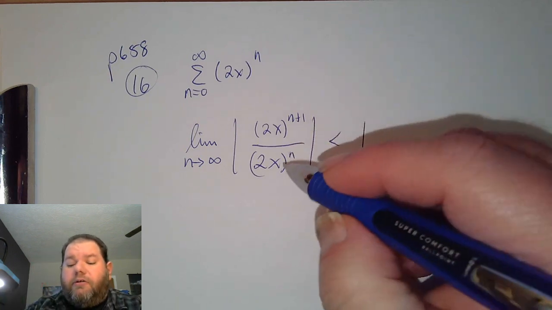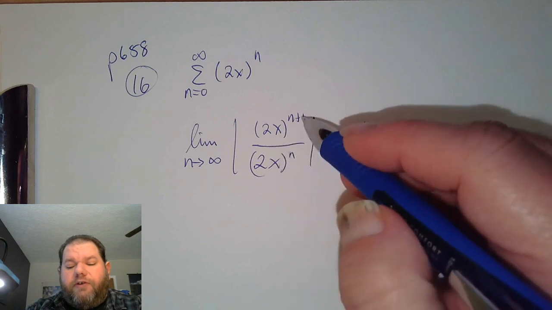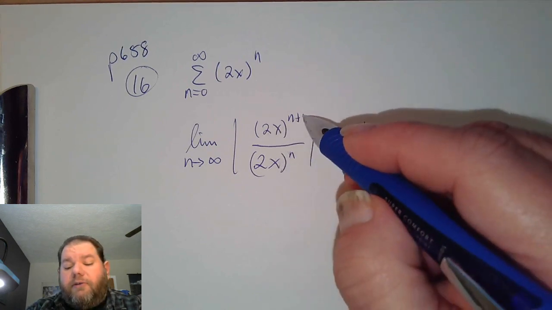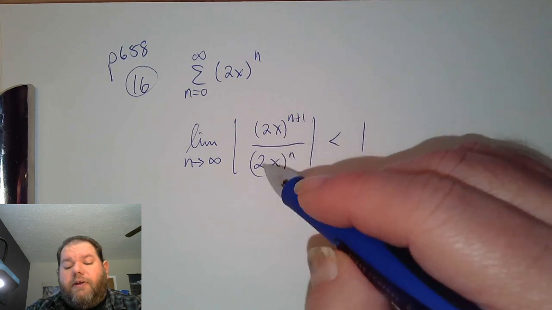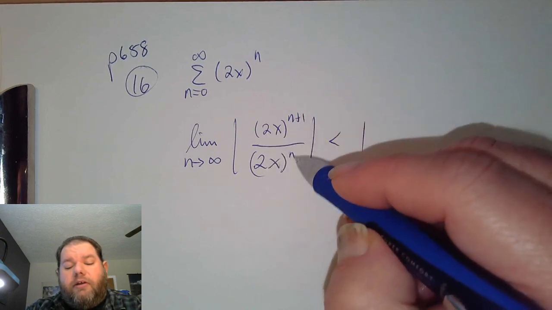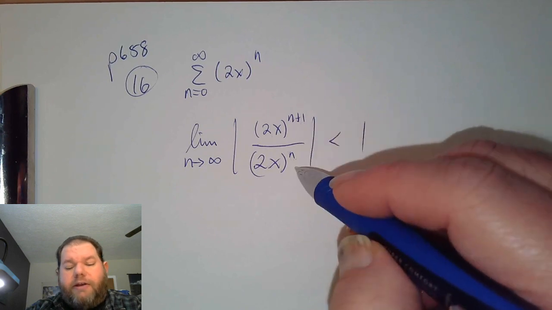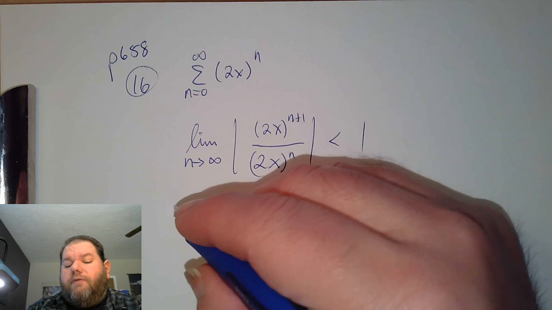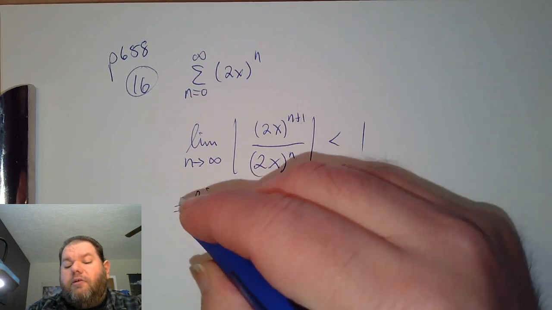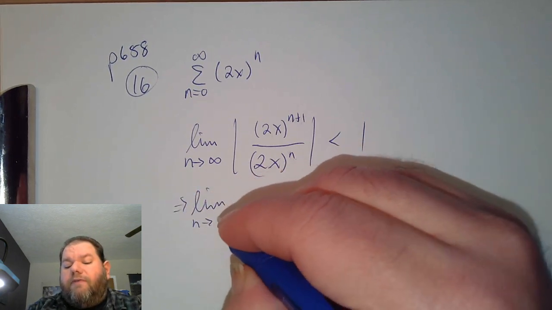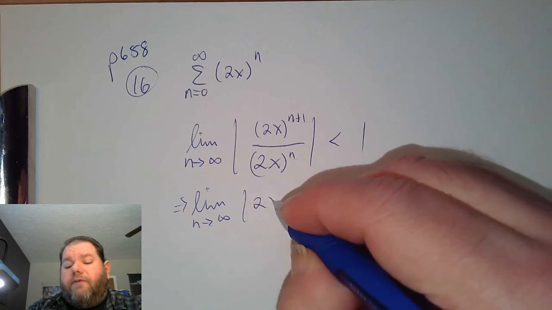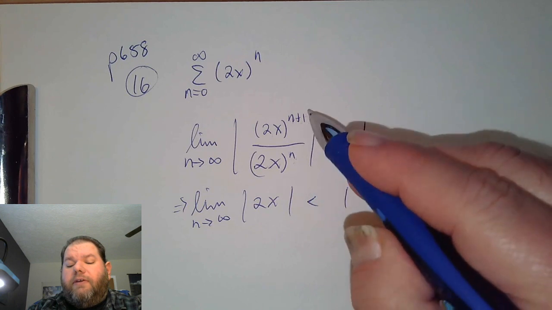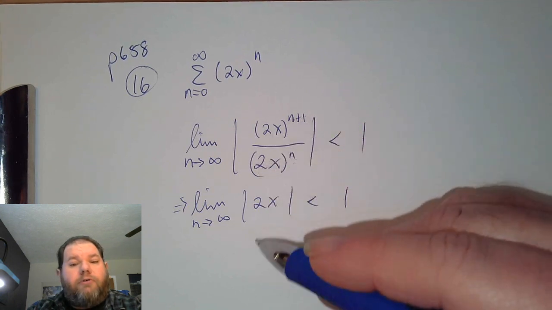In this case, we can reduce what's going on with the x's. We have 2x to the n plus 1 over 2x to the n. Because we have the same base, we can combine the exponents by subtracting. So n plus 1 minus n gives us 1, and as n goes to infinity, we'll just have the absolute value of 2x less than 1. So it's 2x to the first power, or just 2x.